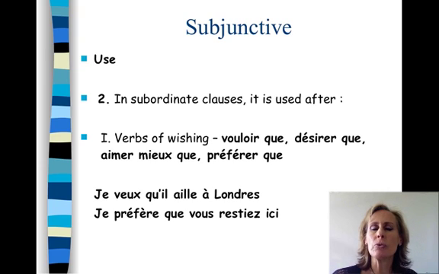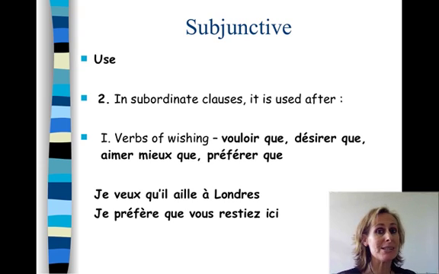Note, and this is a general rule for clauses, we use je veux qu'il aille à Londres because je, the subject, is different to the subject of the subordinate clause, which is il, qu'il aille. If we wanted to say I want to go to London, we wouldn't say je veux que j'aille. It's grammatically correct, but it doesn't sound elegant. In this instance, we would use je veux aller à Londres. We would use an infinitive. Make that a general rule.